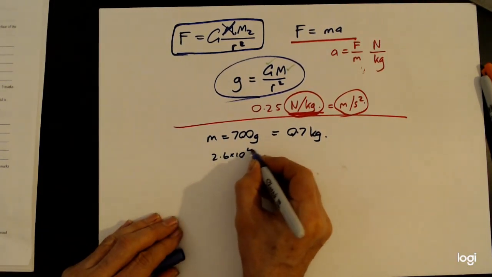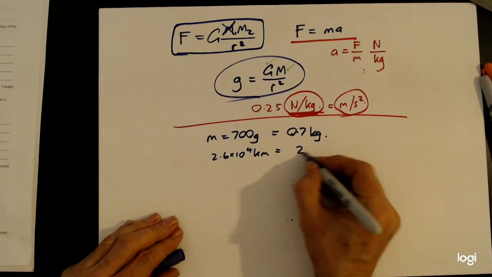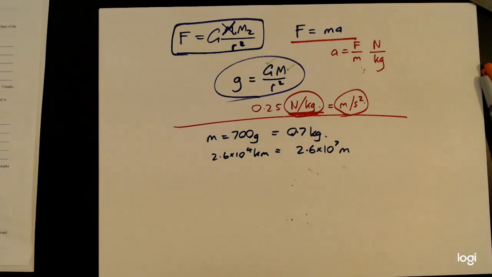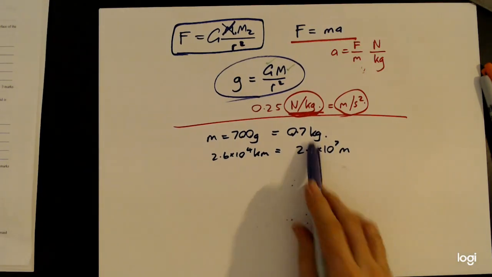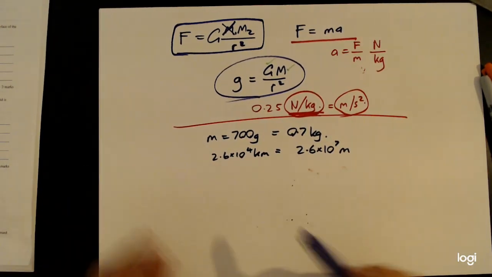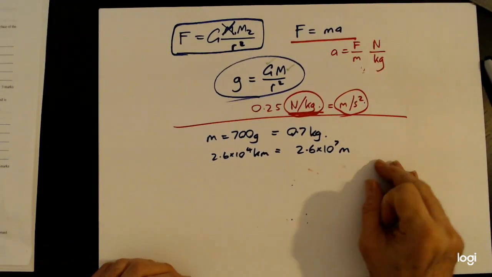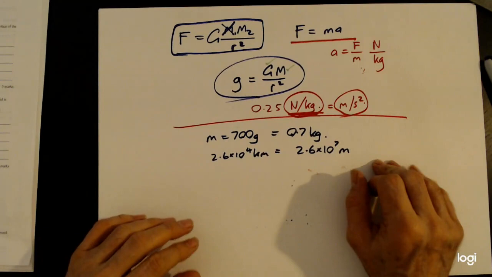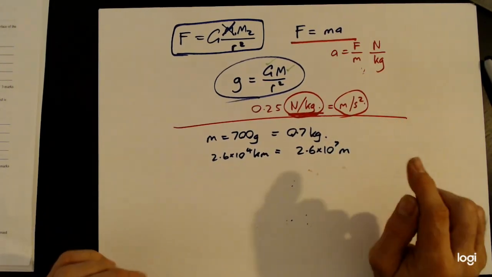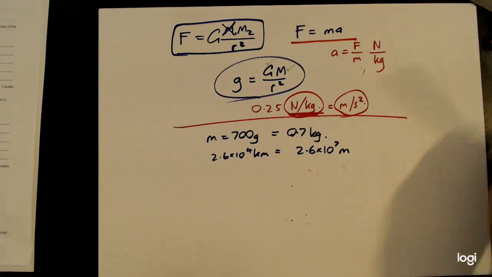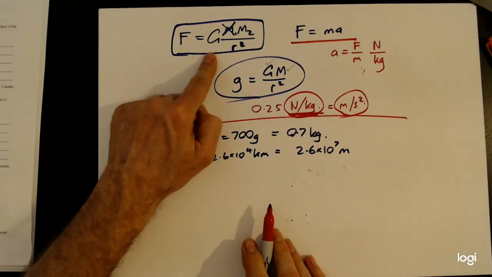2.6 by 10 to the 4 kilometers. That's 2.6 by 10 to the 7 meters. Every distance in physics is in meters. Every mass is in kilograms. Every time is in seconds, no matter how it is delivered to you the first time. They only work in meters, kilograms, seconds. Otherwise, every physics formula will give you the wrong answer. So you had to convert those and then throw everything into this original formula.